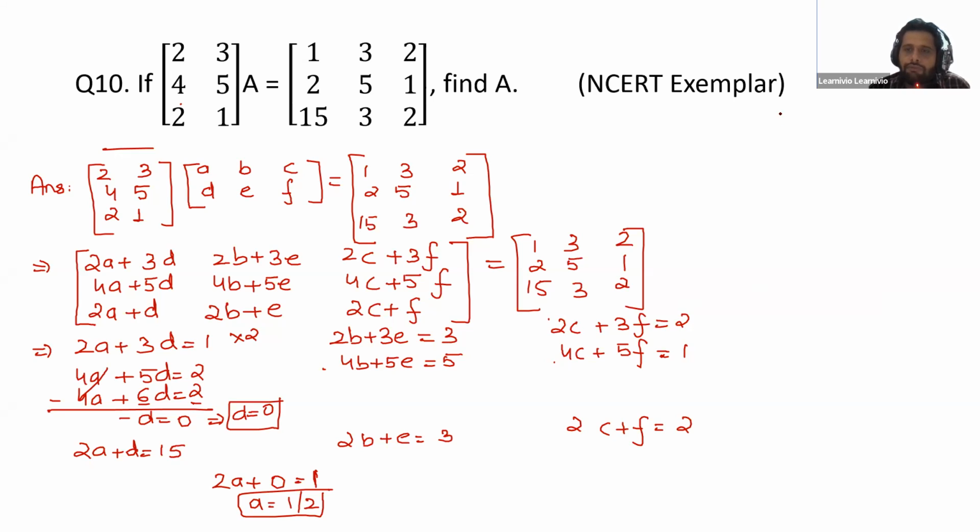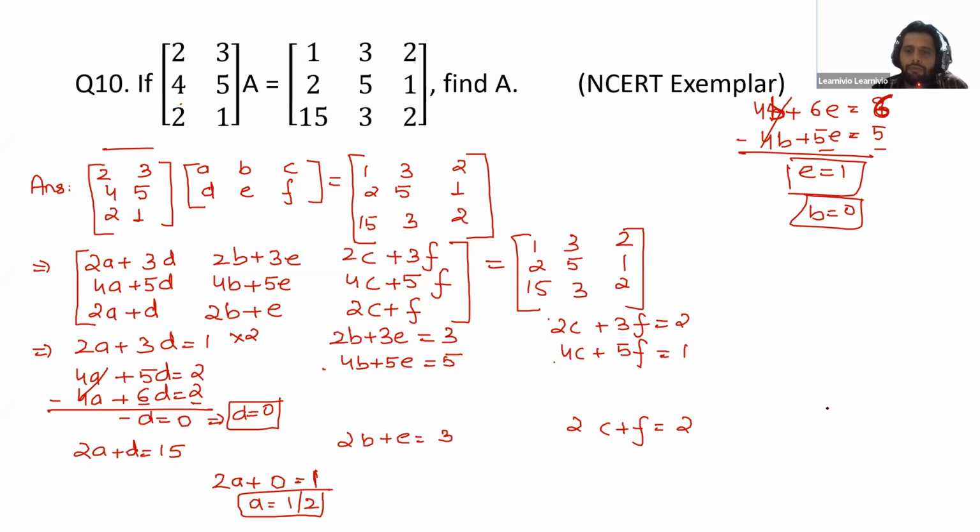Okay, so for this one you will multiply with 2, so you will get 4B plus 6E is equal to 6, sorry. And this is 4B plus 5E is equal to 5. From this, we will get E is equal to 1. And when you put this value, you will get B is equal to 6. Yes, sure, this is correct.